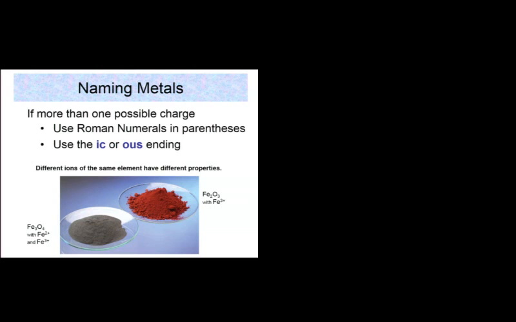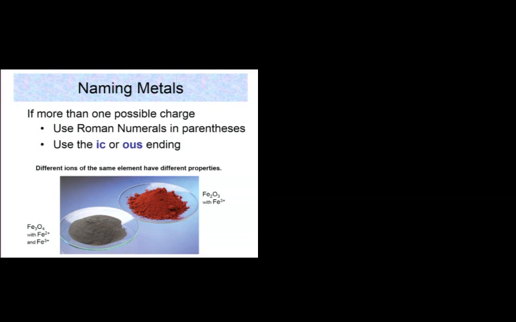Now let's talk about the ic and us endings. The ic and us endings use some more Latin terms. The only thing we can really say about them is, if it ends in ic, then it is the higher charge. If it ends in us, it is the lower charge. And maybe you can remember: higher has an I, ic has an I, so those two go together. And lower has an O, and us has an O, so those two could go together.